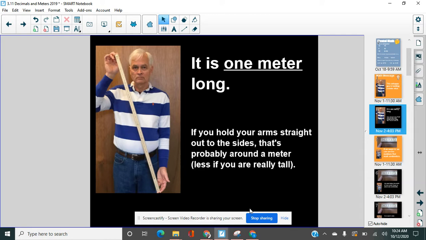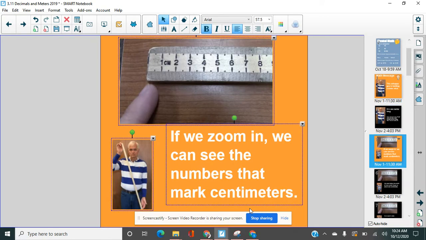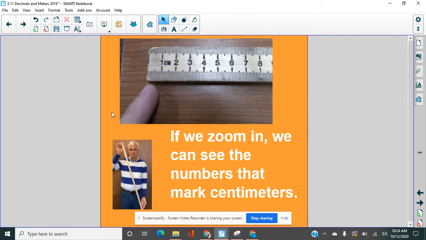This is 1 meter. Now, this 1 meter has 100 little centimeters, right? So each number marks a centimeter. So from here to here is 1 centimeter, two, three, four, and so on. There's 100 on the whole stick. How many centimeters are on my meter stick? 100. 100 centimeters are in a meter.